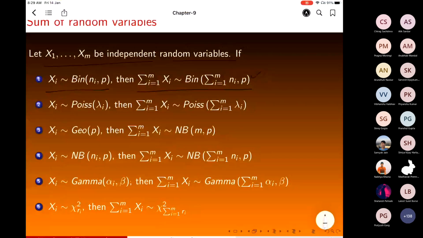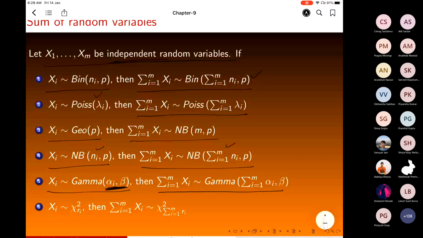So if Xi is Poisson with parameter lambda i, and X1, X2, ..., Xr are independent, then the summation of them is also Poisson. If Xi is geometric, then the summation of them is negative binomial with parameter m comma p. If Xi is negative binomial, the summation of the Xi will be negative binomial. If Xi is gamma with parameter alpha i comma beta, then the summation of Xi will be gamma with summation alpha i comma beta. If Xi is chi-square, then the summation of Xi will again be chi-square with parameter summation of ri, i from 1 to m.